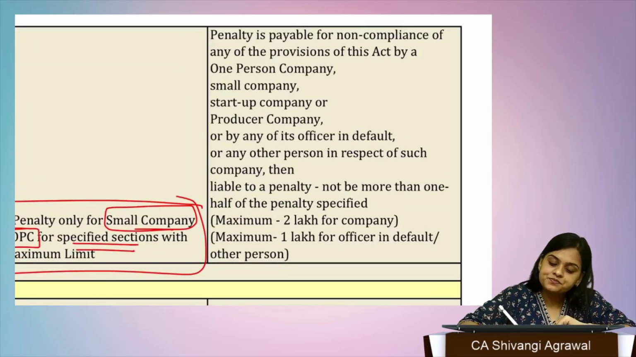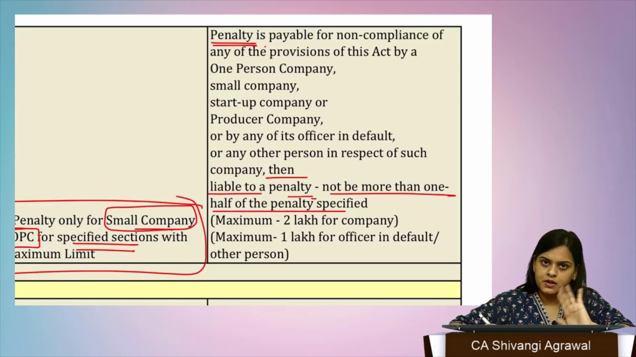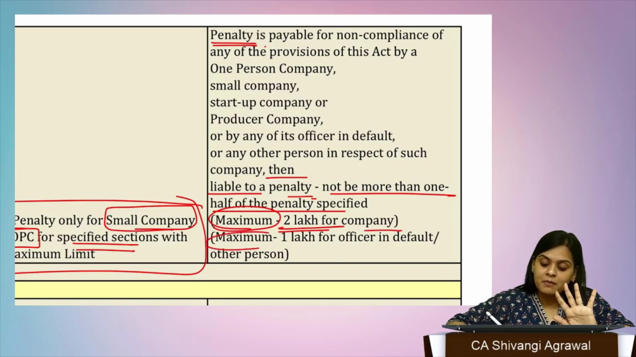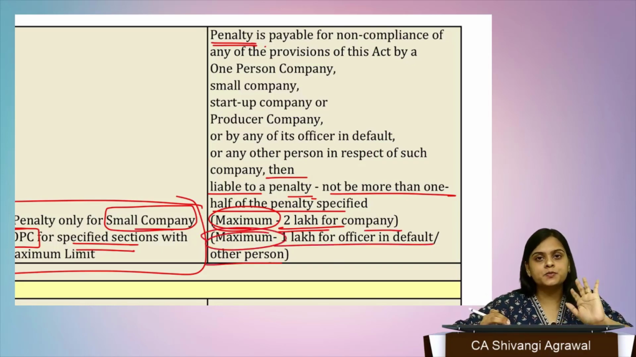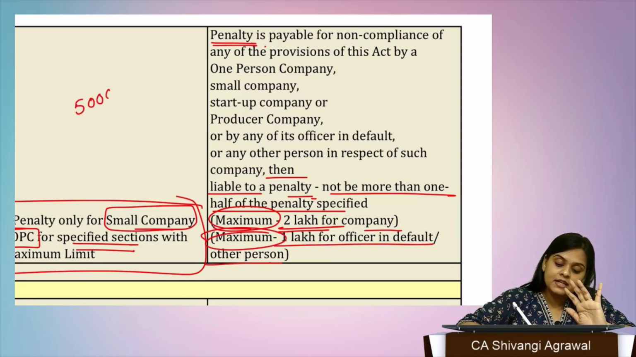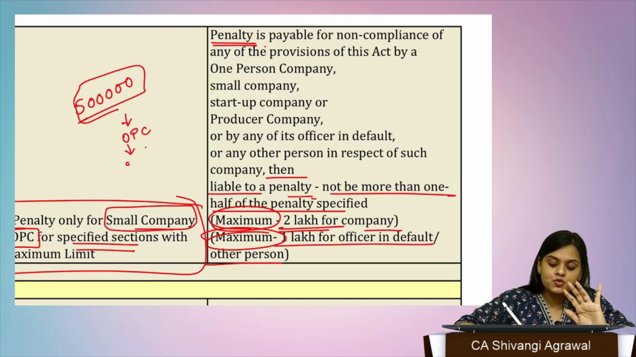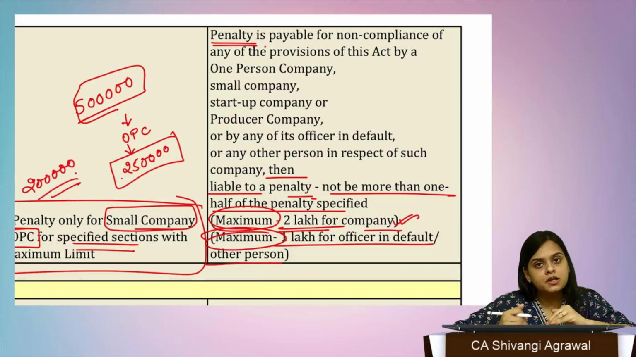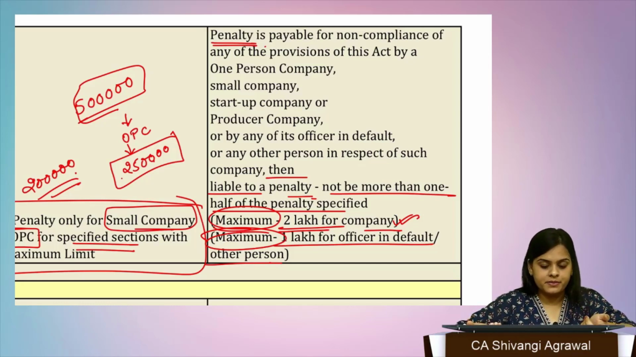What type of change? Liable to a penalty not more than one half. That means it will not be more than half, and maximum 2 lakh for company and maximum 1 lakh for officer in default or other person. So supposedly the penalty on a normal company is 5 lakh, on a one person company in this case it comes out to be half, that is 2,50,000. So not more than this amount, but the maximum is already 2 lakh. So 2 lakh or half, whichever is lower. In that way also you can remember.